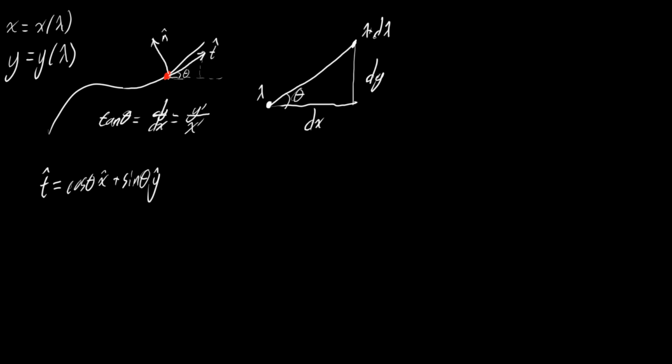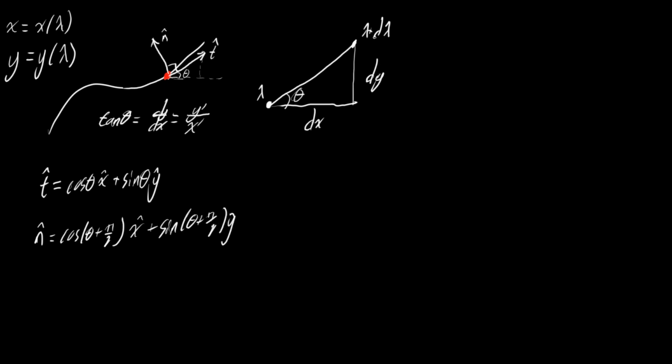And it's pretty clear to see that the magnitude of t hat would be equal to 1, because it would just be cosine squared theta plus sine squared theta, which is of course always equal to 1. So then, using this t hat definition, we can find the n hat pretty easily. That's just going to be the same thing as t hat, except we're going to add a 90-degree angle to it, because remember, these are orthogonal to each other. So it's just going to be cosine of theta plus pi over 2, and sine of theta plus pi over 2.